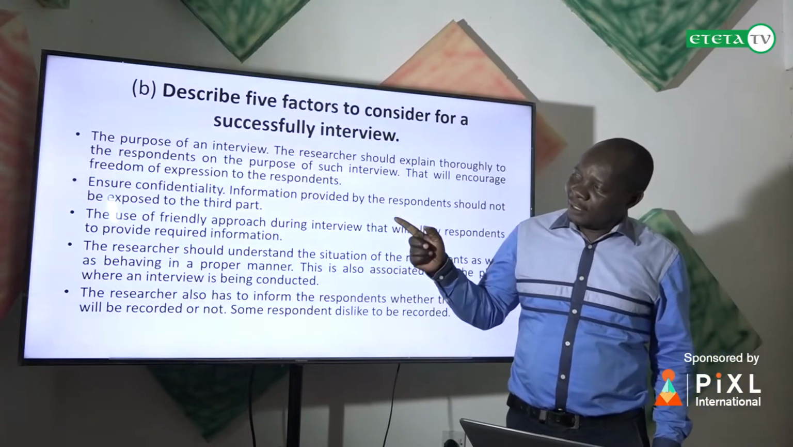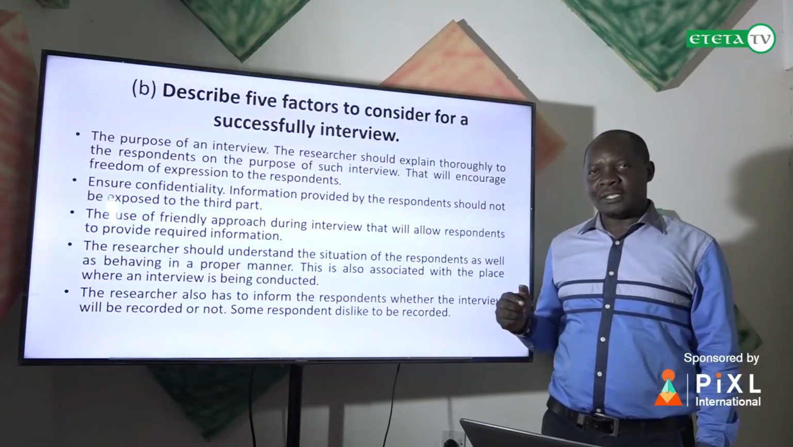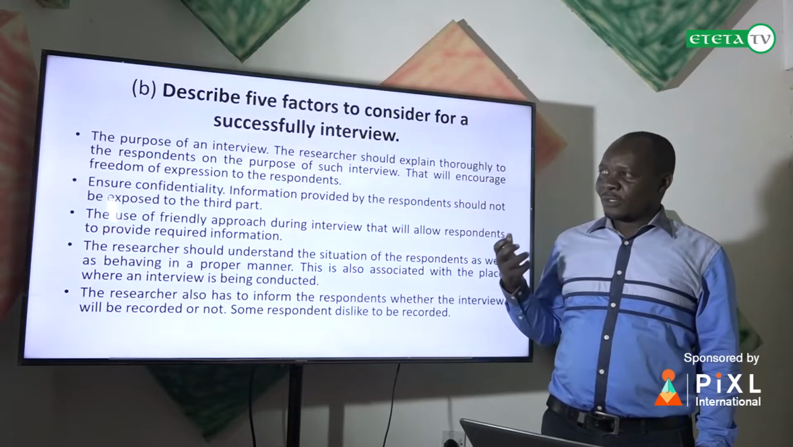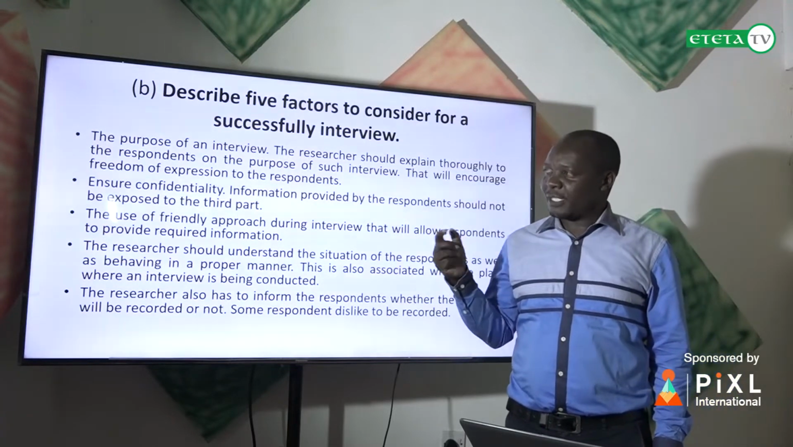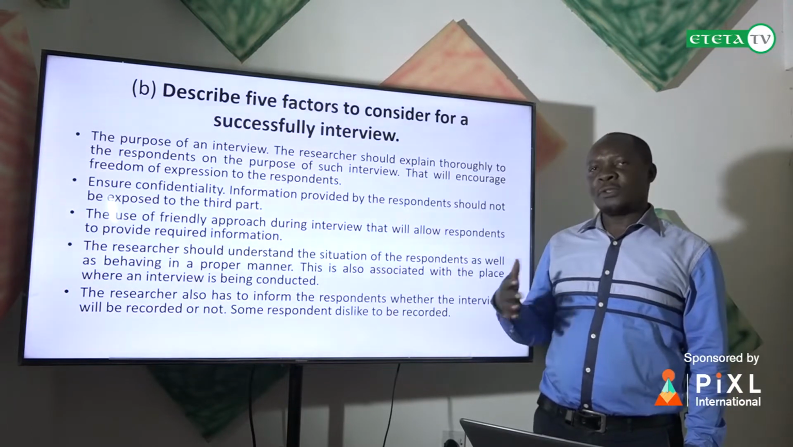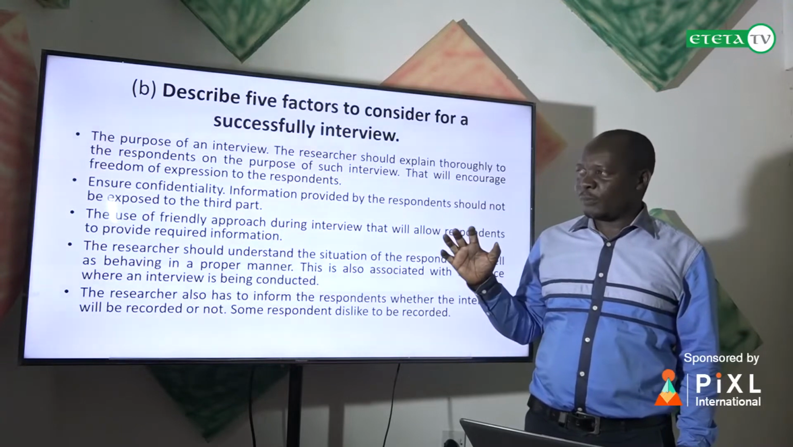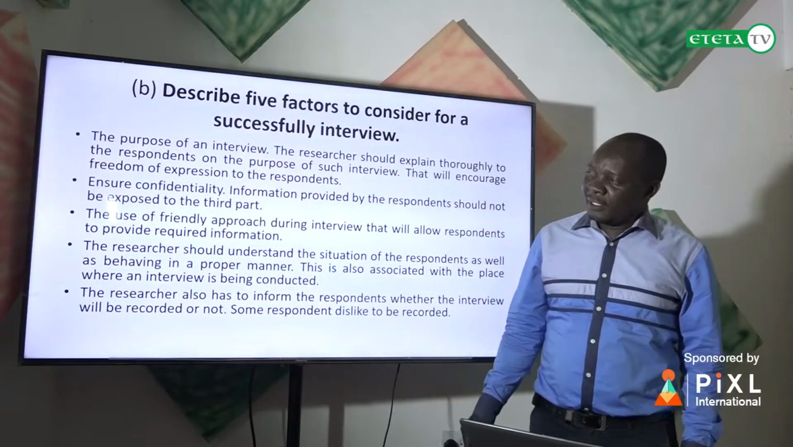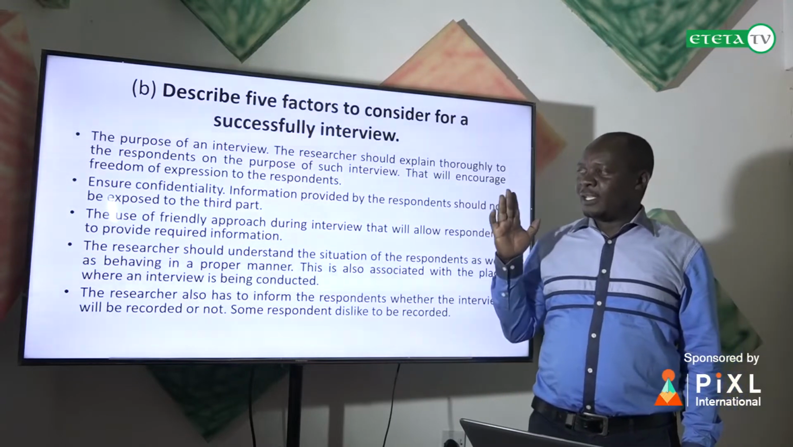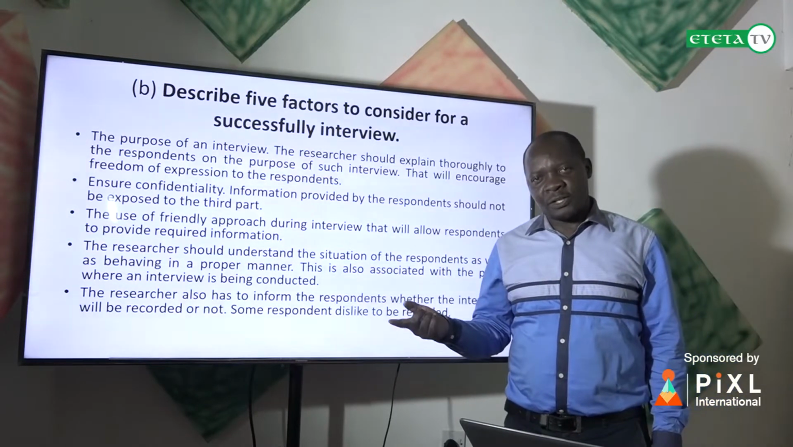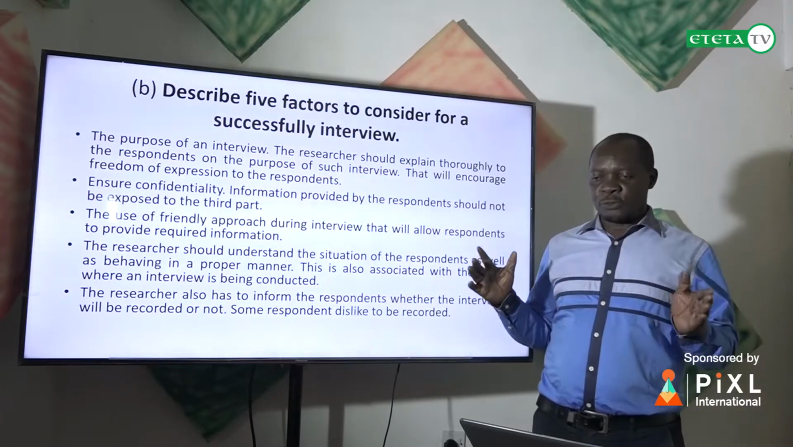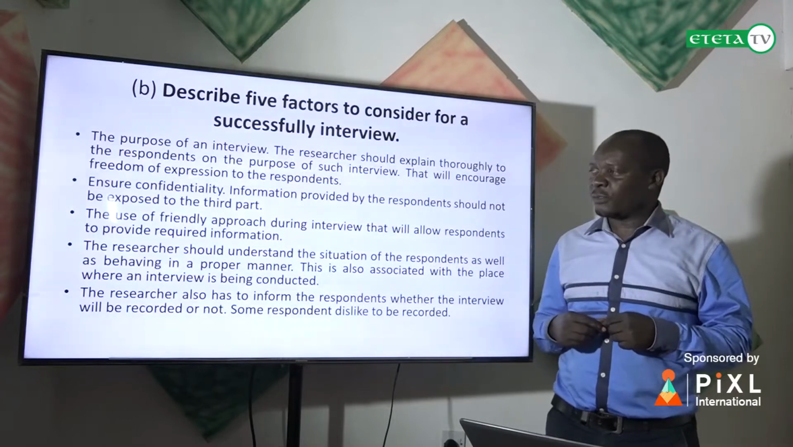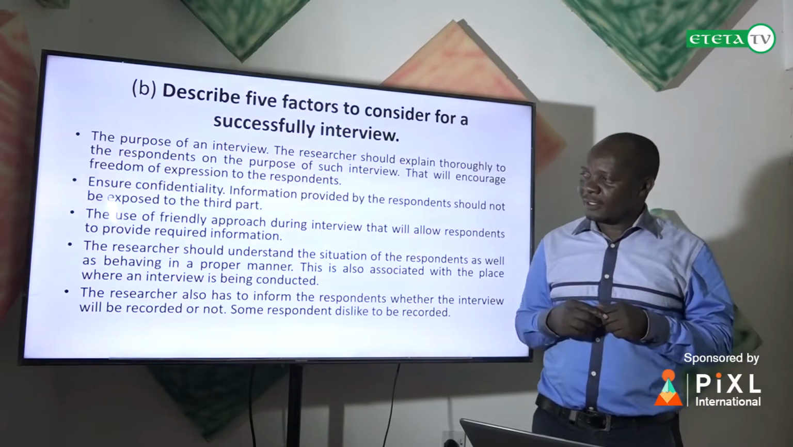Number 2, you have to ensure confidentiality with the respondents. That means the information that is going to be given by the respondents should not be exposed to a third party. That is being confidentiality. Number 3, the use of a friendly approach during the interview sessions. That means you have to approach those respondents in a very friendly manner. Then your interview is likely to become very successful.